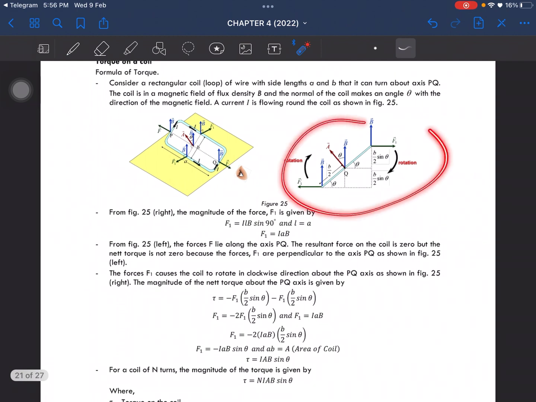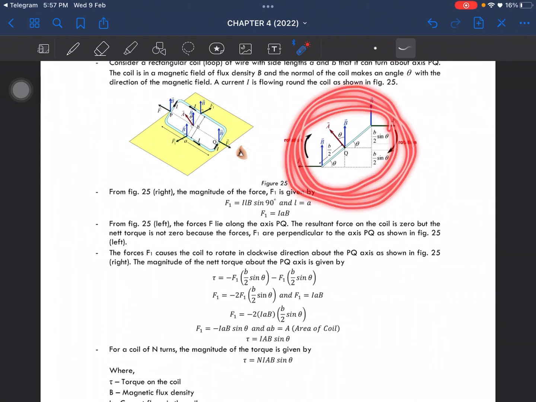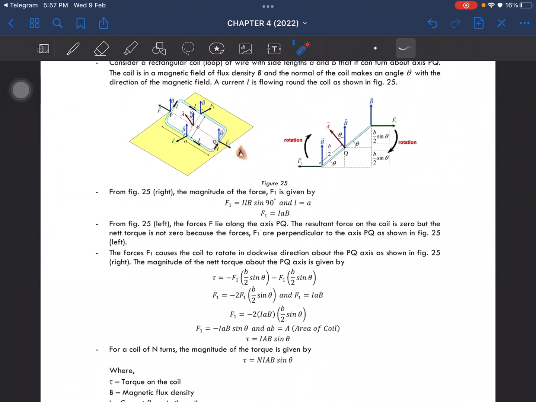From figure 25 on the left, the forces F lie along the PQ axis. Okay, so they lie along the PQ axis and the resultant force on the coil is 0. However, the net torque is not 0 because the forces F1 are perpendicular to the axis PQ. Okay, so they are perpendicular to the axis PQ. Alright, so the force F1 causes the coil to rotate in a clockwise direction about the PQ axis.